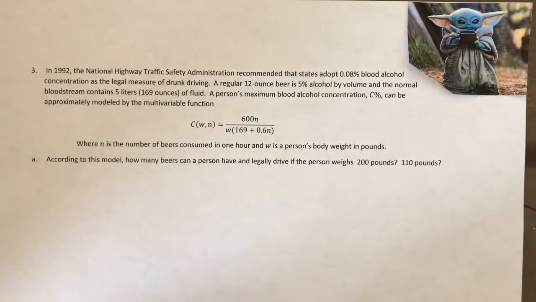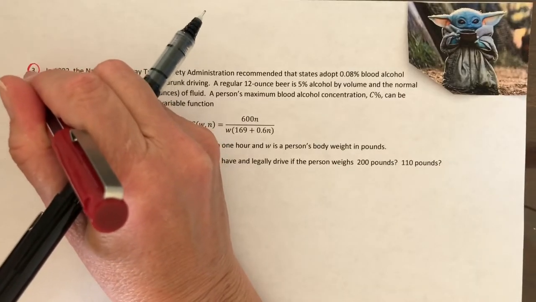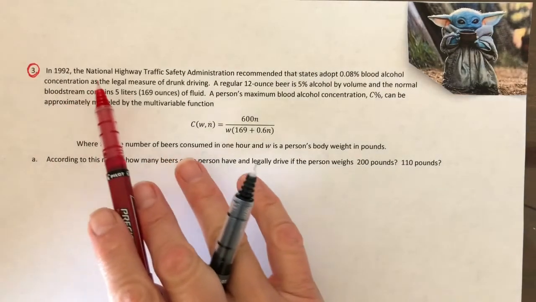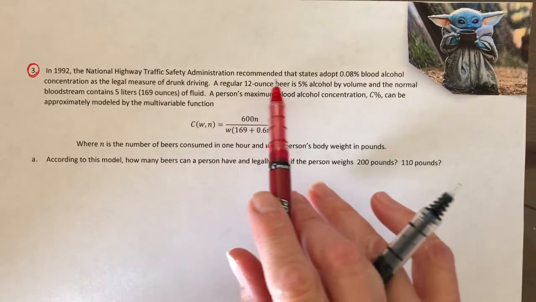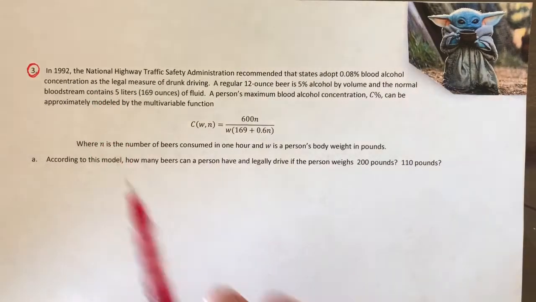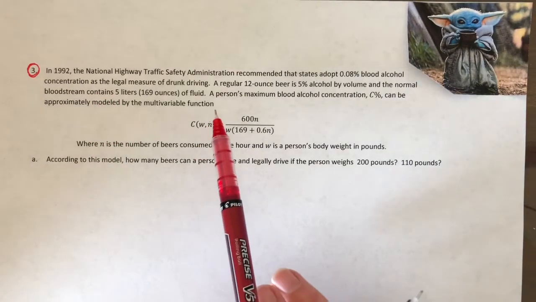All right, this is our last problem in section 5.3, a homework example like problem. And this will close out all our discussion on rational functions. In 1992, the National Highway Traffic Safety Administration recommended that states adopt 0.08% blood alcohol concentration as a legal measure of drunk driving. I don't know if that's true anymore. I don't know what the level is right now.